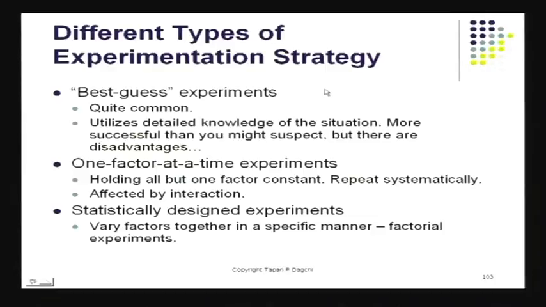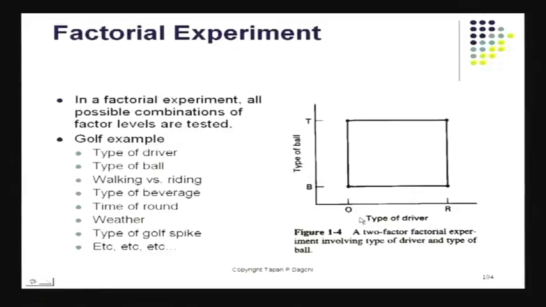What sort of strategies do people use? The design of experiments method, of course, is the most sophisticated method: statistically designed experiments. Then, of course, there are best guess experiments. I'll give you some examples of this. Then there are experiments that are one factor at a time. And of course, the best experiments are these statistically designed multi-factor experiments. Let's take a look at what these are.